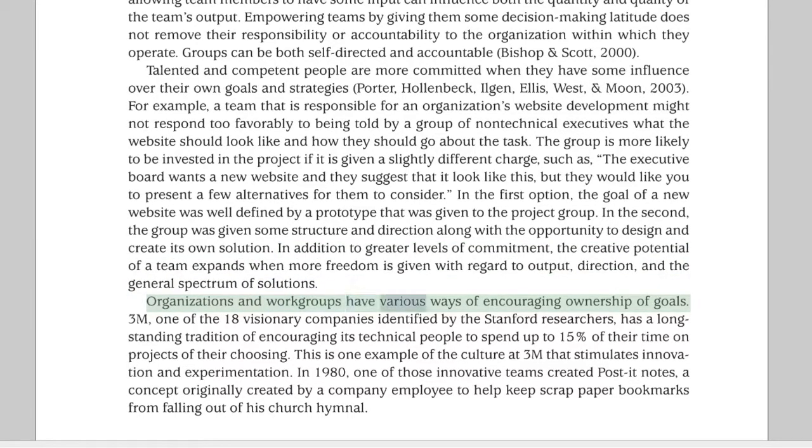Organizations and workgroups have various ways of encouraging ownership of goals. 3M, one of the 18 visionary companies identified by the Stanford researchers, has a long-standing tradition of encouraging its technical people to spend up to 15% of their time on projects of their choosing. This is one example of the culture at 3M that stimulates innovation and experimentation. In 1980, one of those innovative teams created Post-it notes, a concept originally created by a company employee to help keep scrap paper bookmarks from falling out of his church hymnal.